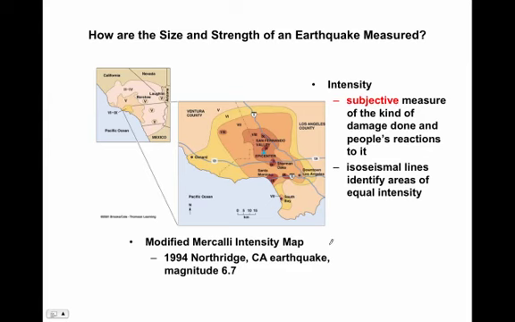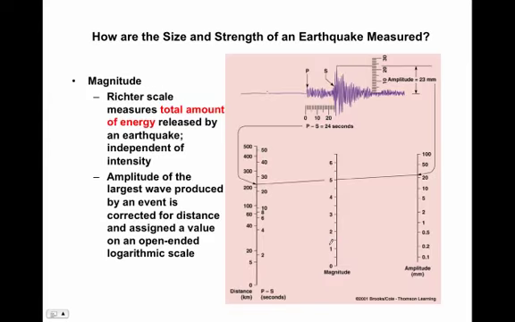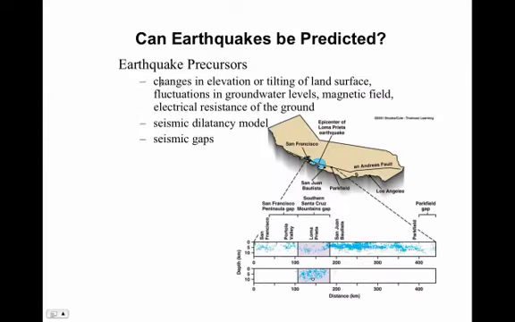The size or intensity of an earthquake is relatively subjective, and so we've used in the past something called the Richter scale to help us tell how strong an earthquake is. And this is a logarithmic scale.